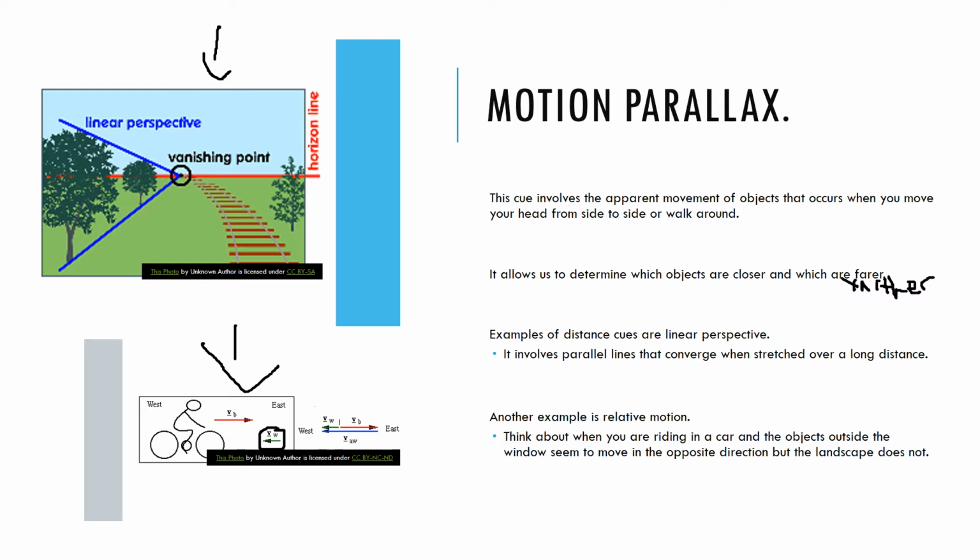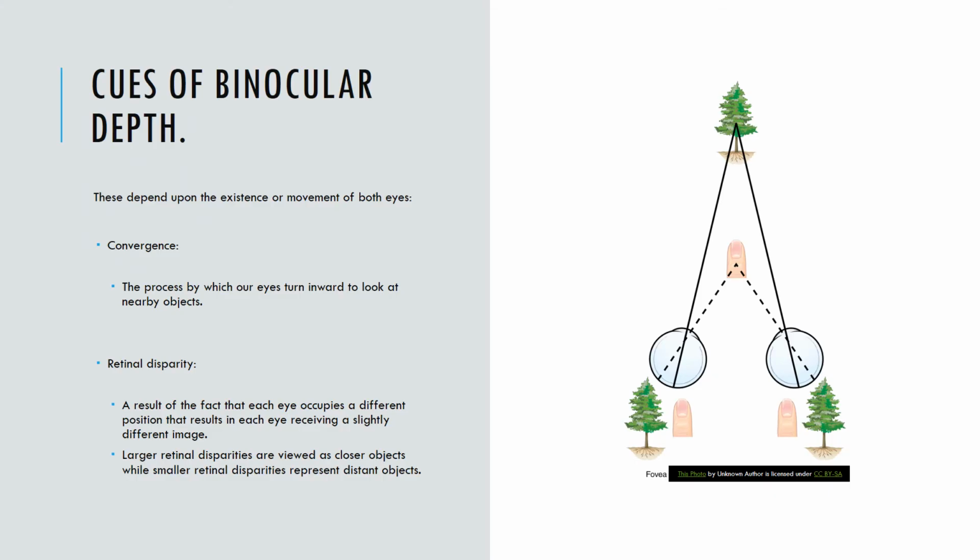But we know that when we look at the landscape, the trees may not be moving, but other objects may be. Next, the cues of binocular depth. These depend on the existence or movement of both eyes.